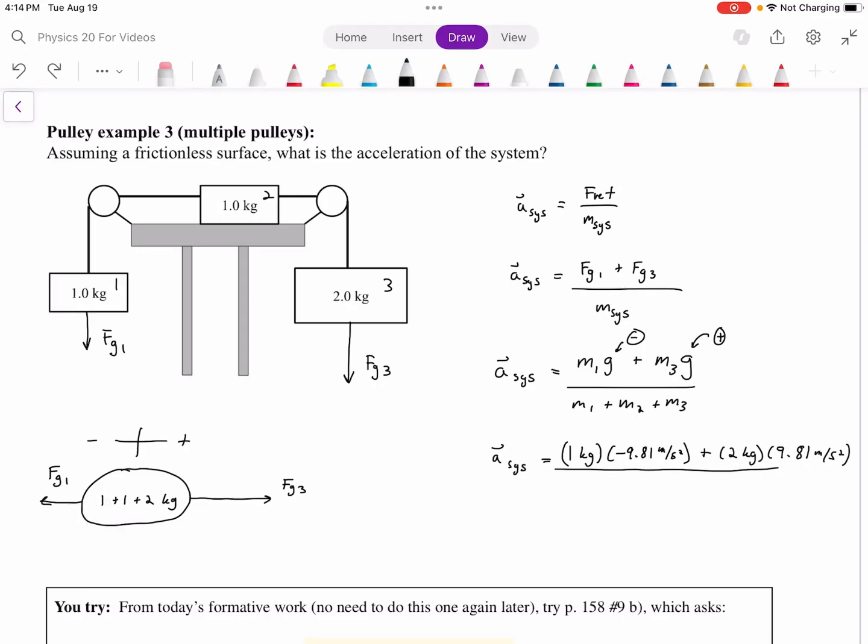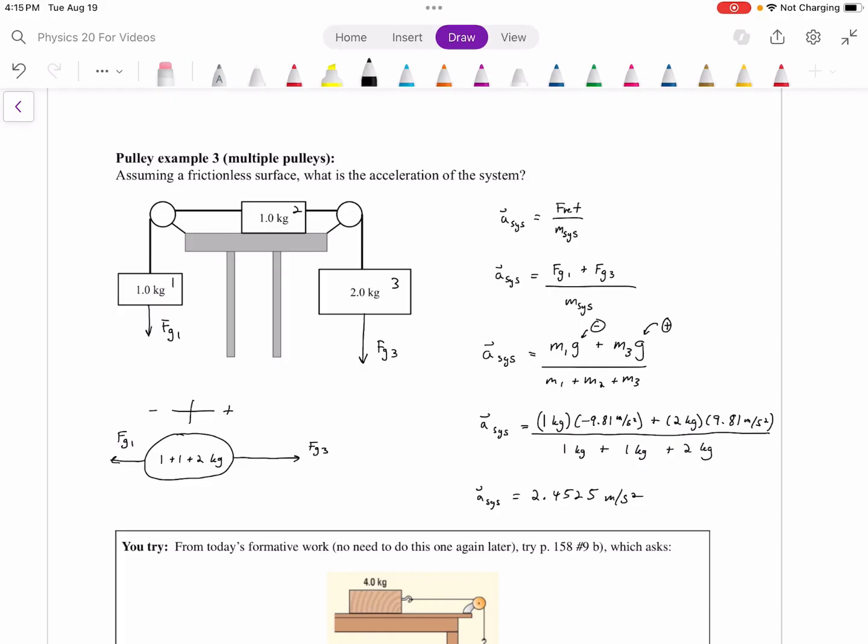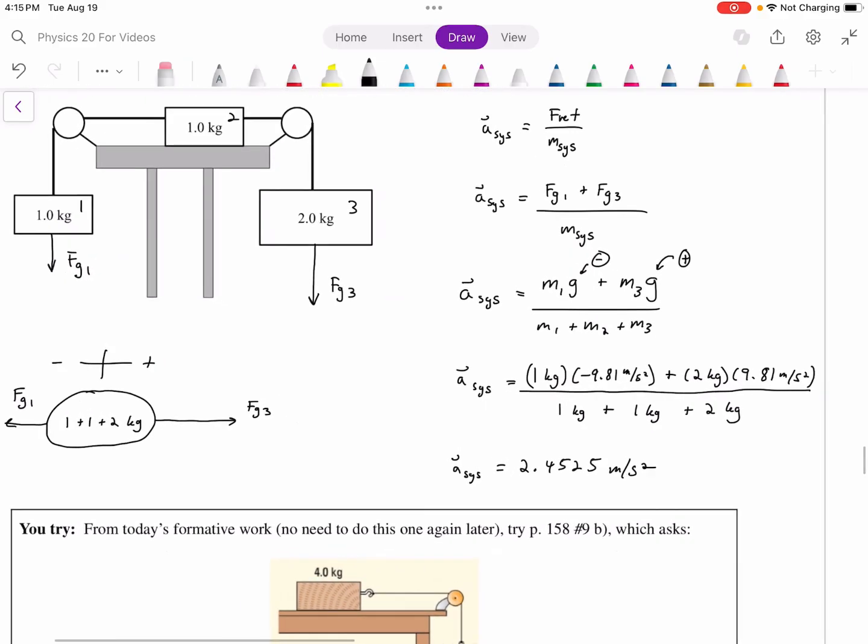Okay, divided by the total mass of the system, which is just 1 plus 1 plus 2, right? Or 4 kilograms total. So putting that all in my calculator, being careful about signs, I would recommend breaking this down into steps as you enter it on your calculator. But I got that the acceleration of the system would be 2.4525 meters per second squared, okay?